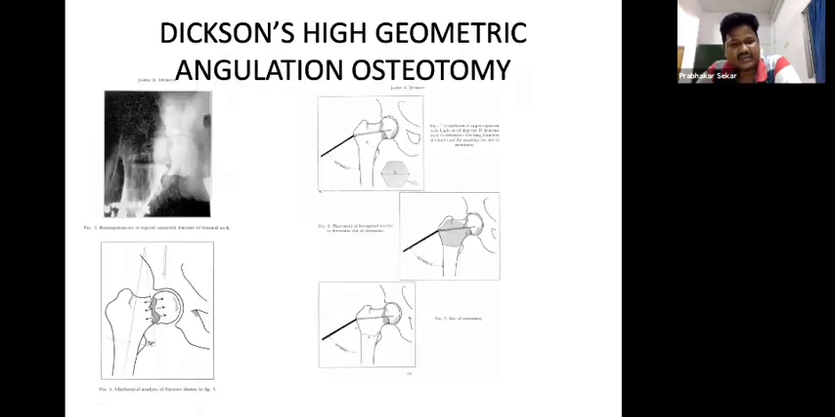Angulation osteotomy, same thing, instead of displacement, you have to angle. The distal fragment has to angle either in valgus or varus or in the extension plane.